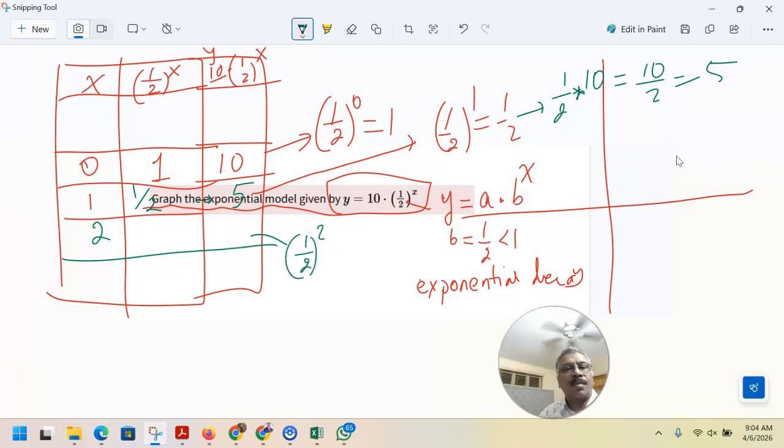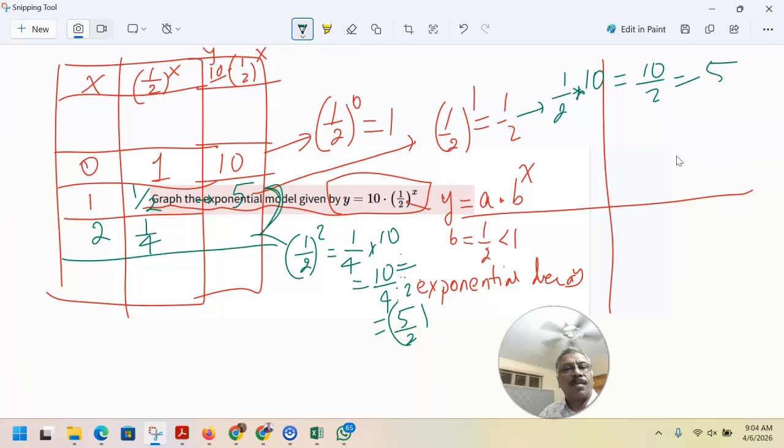If I take 2, half raised to 2 is 1/4. Half times half is 1/4. And then you multiply by 10. So this is 1/4 multiplied by 10, you get 10 by 4. And 10 by 4 is 5/2 by dividing by 2 on both sides. See? Dividing by 2, you get 5 by 2.